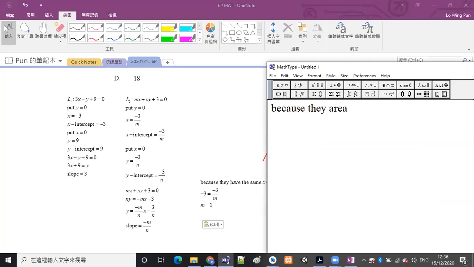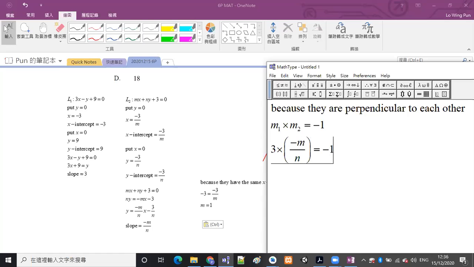好啦，跟住第二個資料 because they are perpendicular to each other. Therefore, m1 times m2 is equal to -1, and then m1 is equal to 3, and times m2 is -m over n is equal to -1. But we have found that m is equal to 1, so it should be -3 over n is -1. So n should be equal to 3.